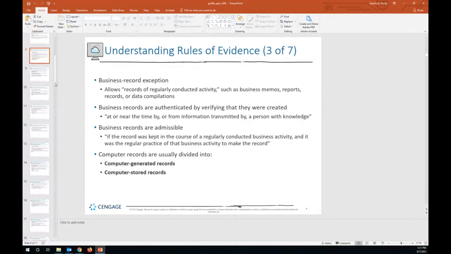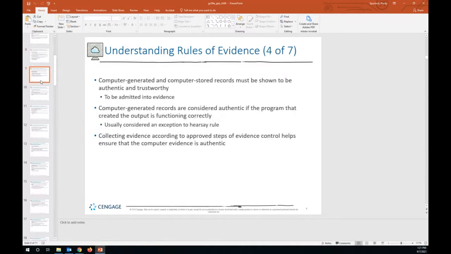Now, computer-generated records are data that the system maintains. This is things such as your system log files or proxy server logs. While computer-stored records are data that's going to be created by a person and saved on a computer or digital device. And this is things such as a spreadsheet or a Word document, for example. Now, for these to be admissible, the computer-generated and computer-stored records must be shown to be authentic and trustworthy to be able to be admitted into evidence.